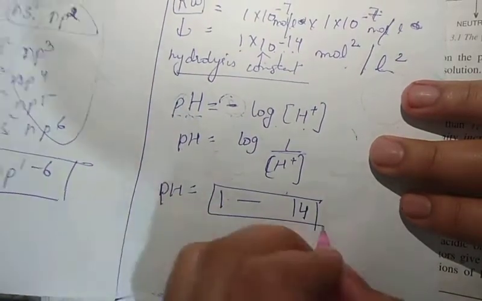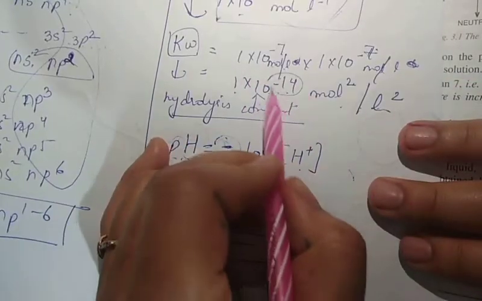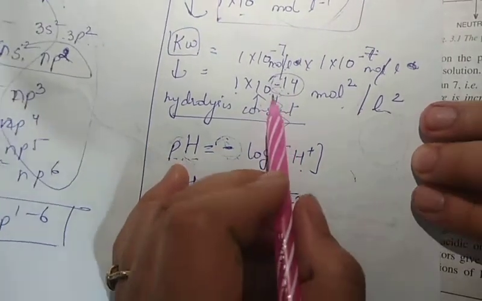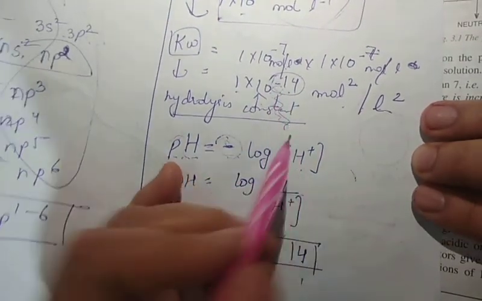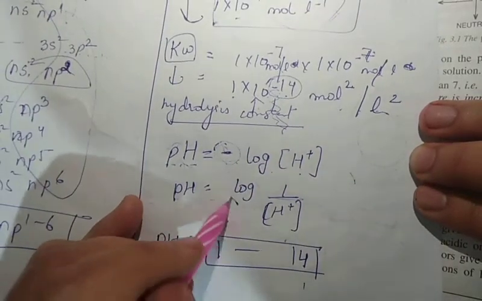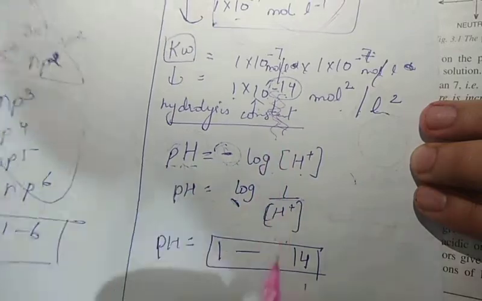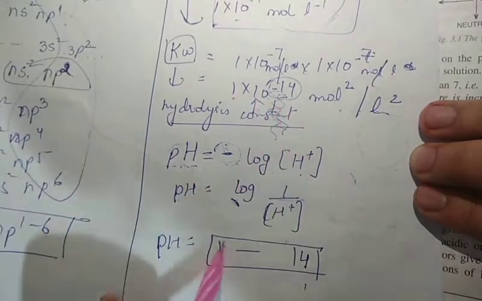Now pH varies in the range 1 to 14. Where did 14 come from? 14 came from this derivation. If I keep on solving it, right now I cannot solve it because you will not understand it, since the concept of log is not clear. But as soon as I keep on solving, I'll get the range of this 1 to 14.